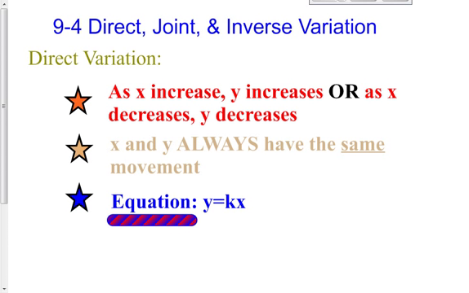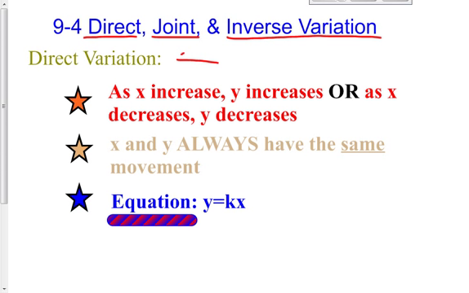Hi everyone. We're now on the fourth section of chapter 9 here. What we're talking about is direct, joint, and inverse variation. We just did a bunch of work with graphing rational equations. Now we're going to take a break from that and see how two variables relate to one another. There's going to be three different relations, and that's direct, joint, and inverse.